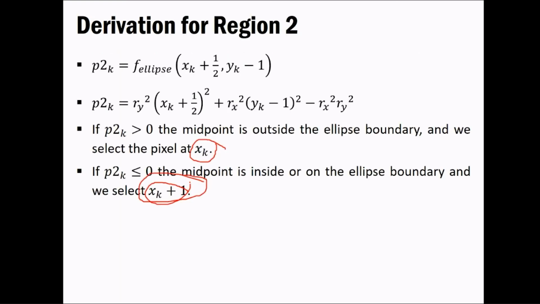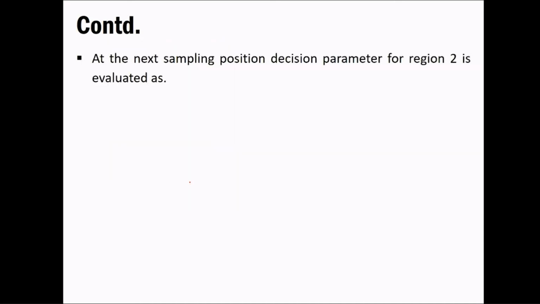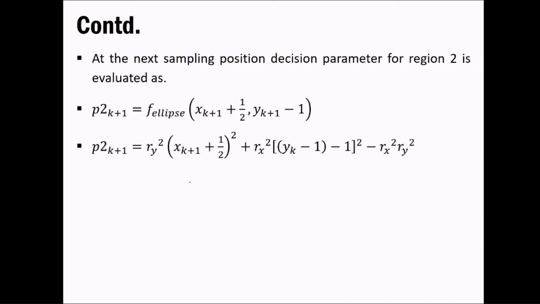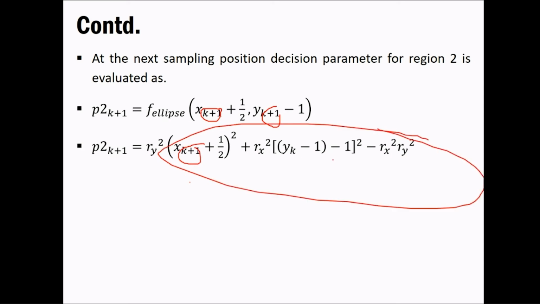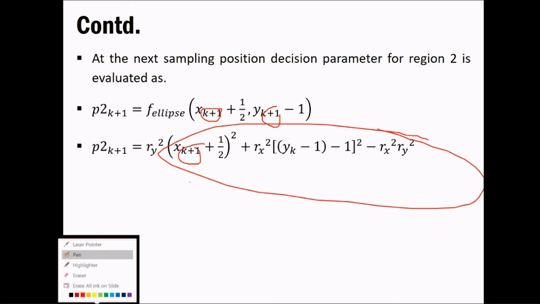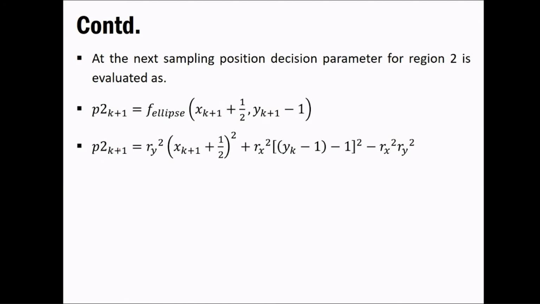Now a similar thing needs to be derived for the next sampling position, that is k plus 1. So we'll do the same thing for k plus 1. Everything needs to be replaced by k plus 1 over here. A similar thing has been written in that manner only. Now the value that we have with us is for p2 k plus 1.